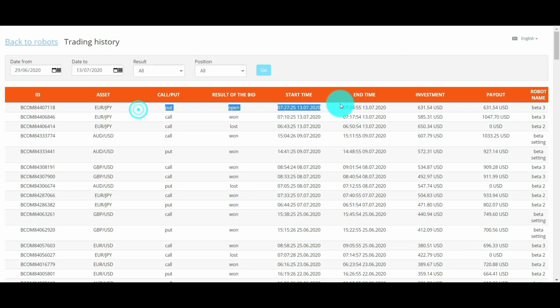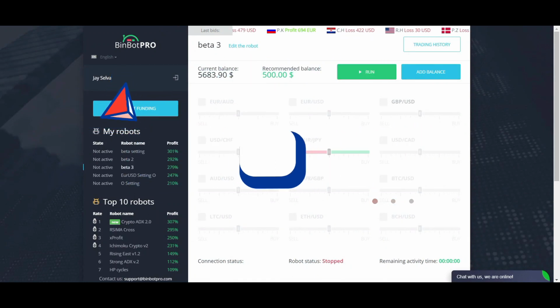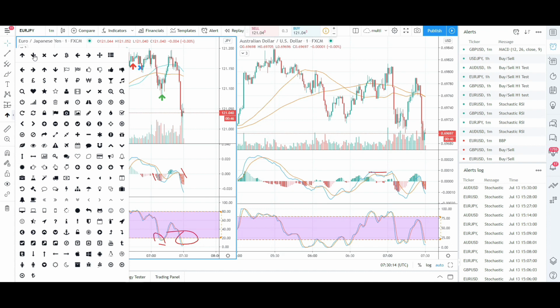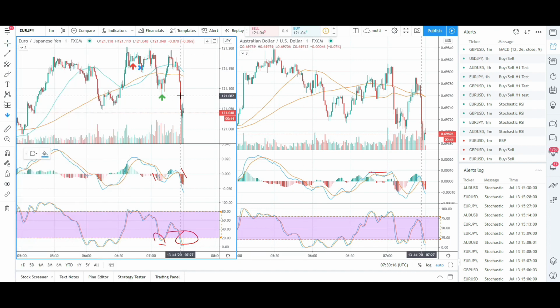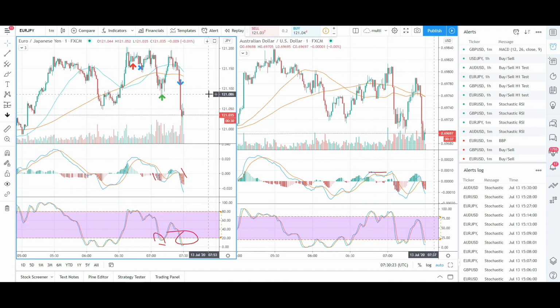Alright, so we have a put trade at 27 minutes after the previous trade. Let me turn off the robot. So remember to always turn off the robot after one trade. So downward arrow, it's about somewhere in this very huge red candlestick. So let's wait for the trade to expire. I guess the trade was executed somewhere in the midway of this candlestick.